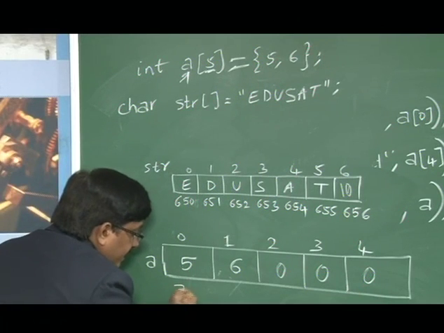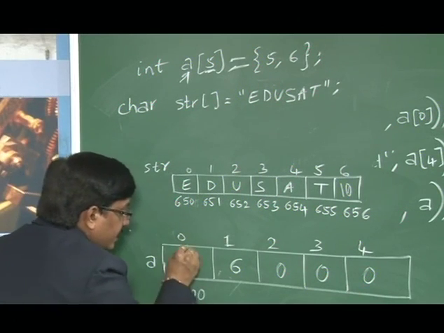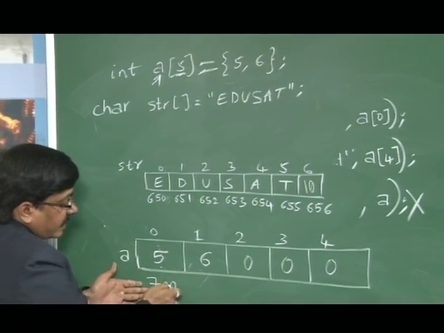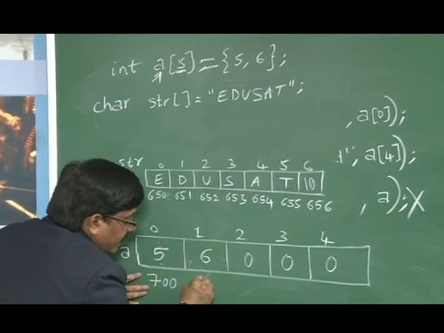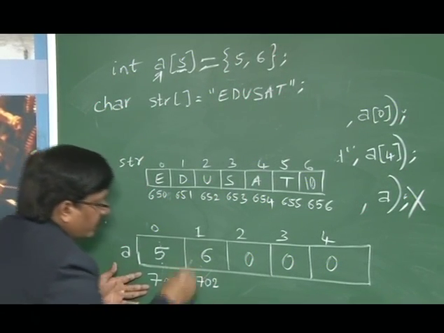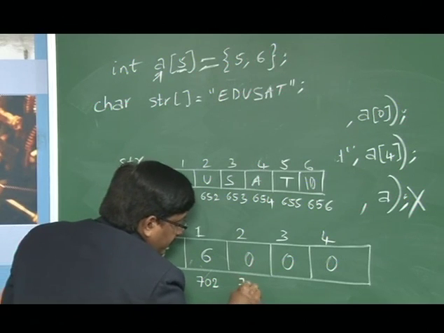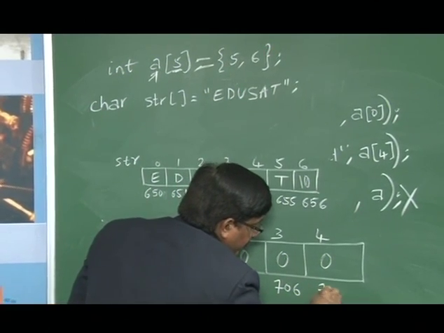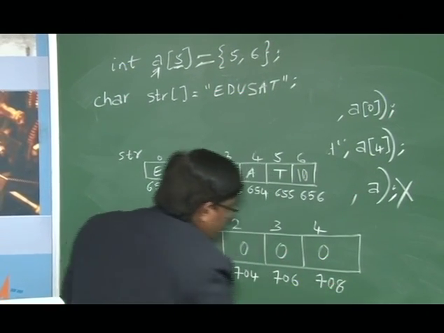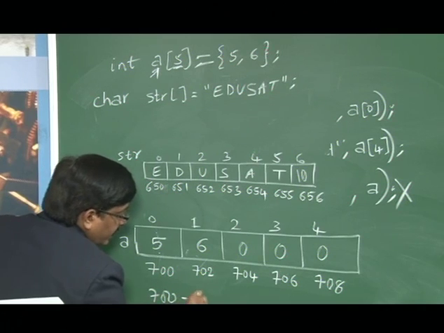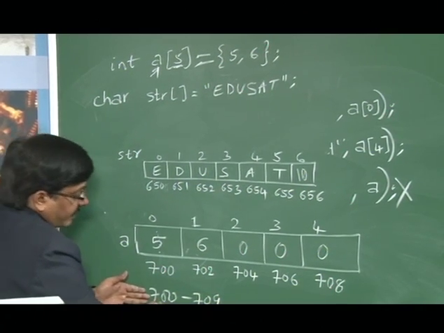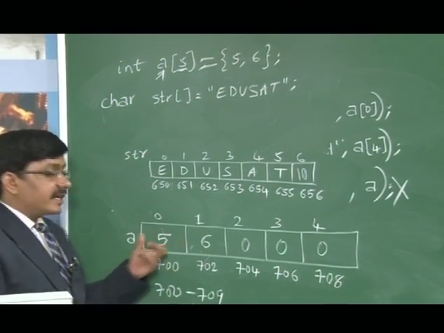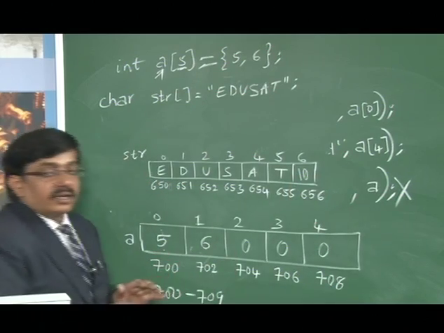Assume the address starts at 700. Since each integer takes 2 bytes, that block of 2 bytes starts at 700, the next byte will be 701 and the next element starts at 702. Then the next element starts at 704, the next at 706, the next at 708. So from 700 to 709, inclusive of 700, I will have 10 bytes of memory area. Each integer takes 2 bytes, so 10 bytes of memory is allocated there.